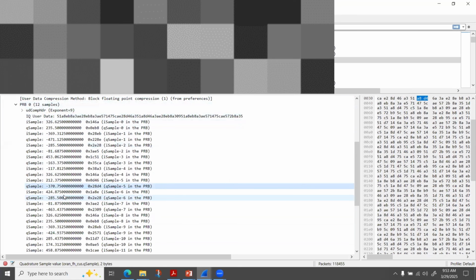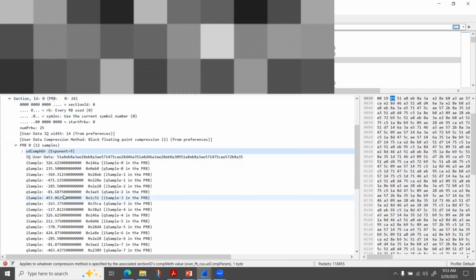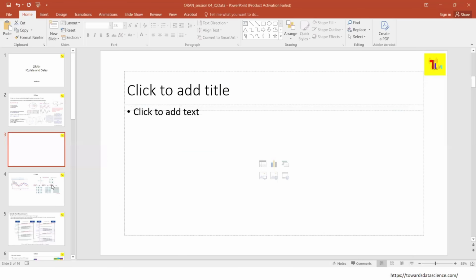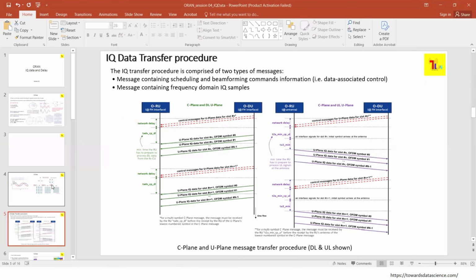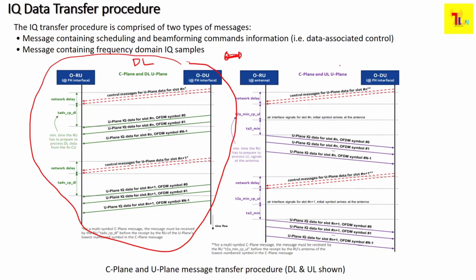Similarly, for example, if you have 5 megahertz bandwidth, you will see 25 PRBs. Let's go into a little more detail about how this data transfer will happen during communication between ODU and ORU. When it communicates between ODU and ORU, you will see this is the DL path. The left side, this complete thing, is called DL. This is the DL procedure. This is the UL procedure.